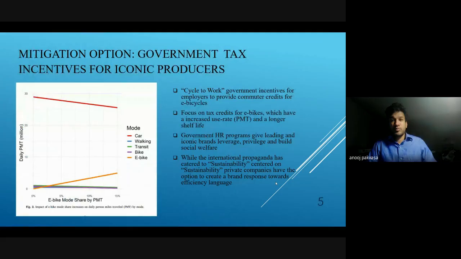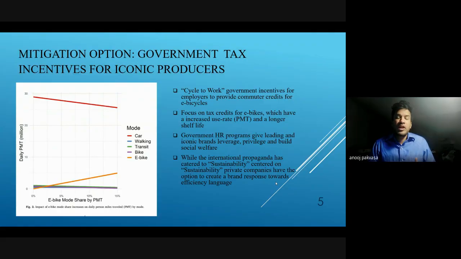Mitigation option number 2 is government tax incentives for iconic producers. So there's been a Cycle to Work government incentive for employers to provide commuter credits. I would focus on tax credits for e-bikes, such as some of the Brompton models. Those have a longer shelf life. The PMT is the daily person miles traveled. How does the investment really suit that person?